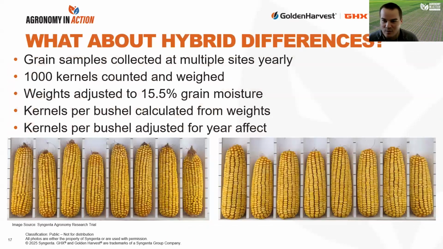So what about the difference between hybrids? We all know that not all hybrids are created equal. So we actually take grain samples from all of our hybrids every year, and we will weigh and count out 1,000 kernels. We'll weigh them. We'll adjust that weight to 15.5% grain moisture.